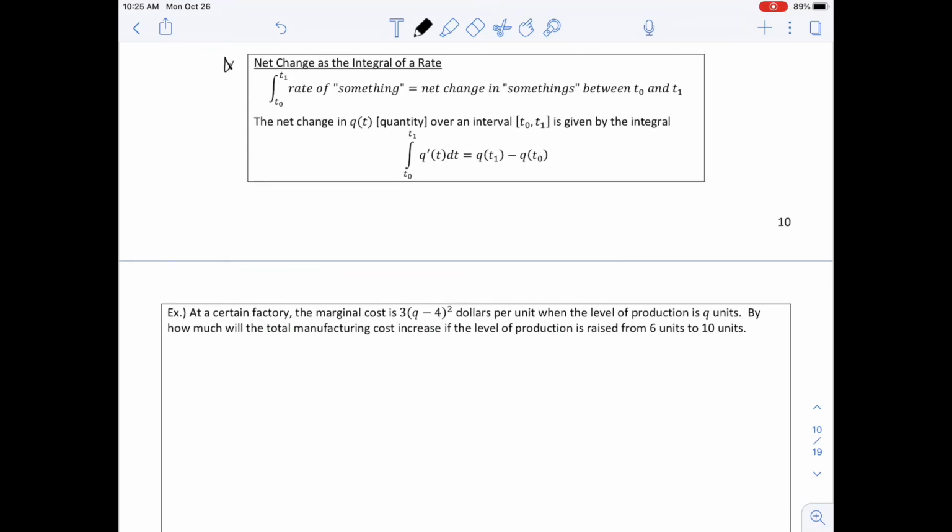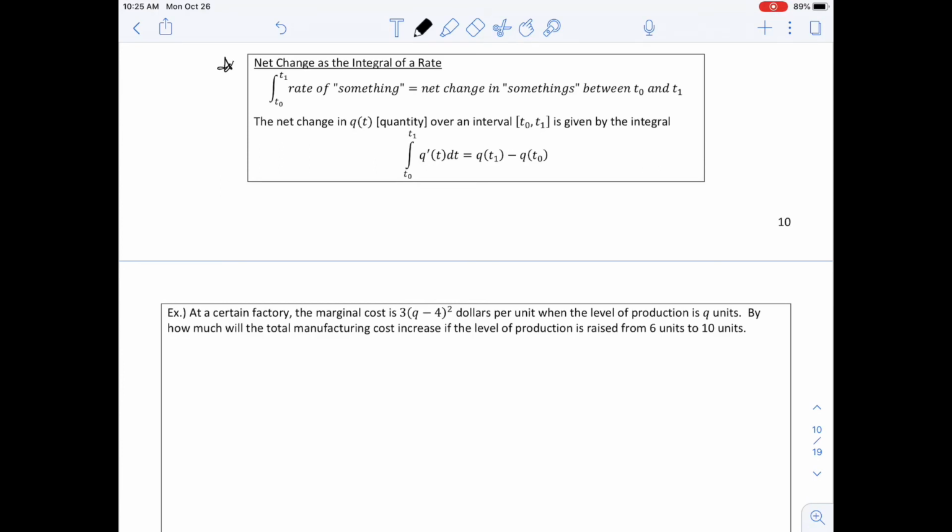The next thing that we have is called net change as an integral of a rate. So the integral of a rate of something from t naught to t1 is equal to the net change in something between t naught and t1. The net change in q of t, a quantity over an interval of time going from t naught to t1, is given by the integral. This is just the fundamental theorem of calculus. It's just written a little bit different.